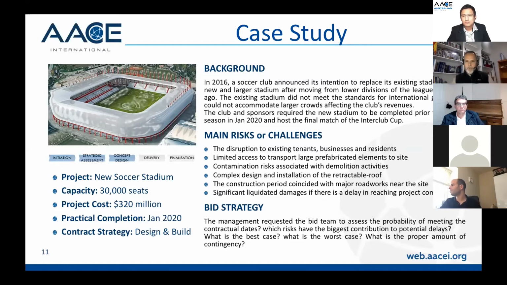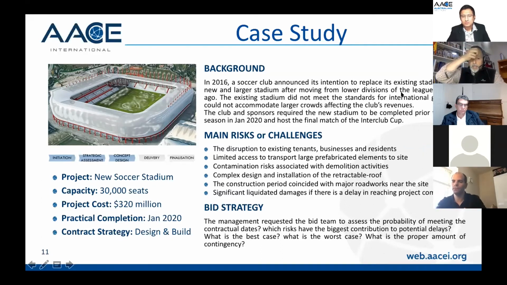The main risk in the project was the disruption of the existing tenants, business and residents. It was an area with a lot of stakeholders. There was limited access to transport the prefabricated elements, especially for the roof. And we had a contamination risk. We had a complete design and installation of the retractable roof. The construction period was in parallel with some major road work near the site, causing issues with the logistics. And we have significant liquidated damages. As you can imagine, you have a stadium that you're expecting to sell out for all the matches with a lot of sponsors, so they actually expect this to be open on time.